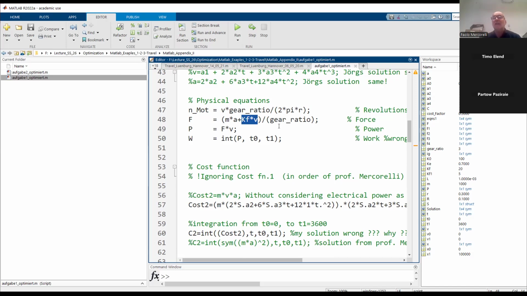I can consider it divided by the gear ratio, but this is just a constant in our example. But it could also be a parameter to be optimized. This could be a nice project. F multiplied by V is exactly as before. The integral of P between T0 and T1 is exactly as before.